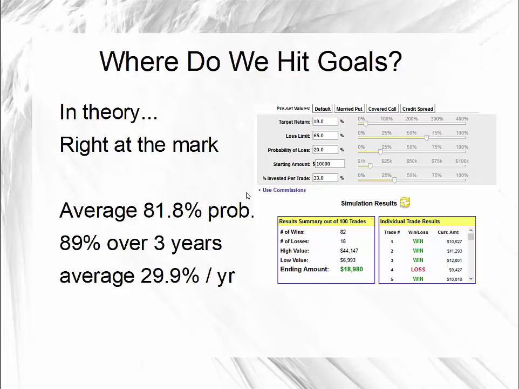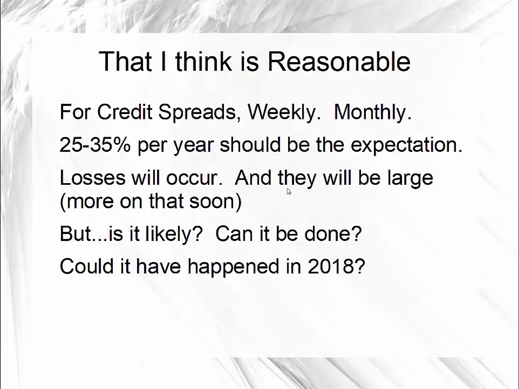So if we opened 36 trades per year, in just about 3 years, if we took in 89 to 90%, that's an average of about 29.9% per year, with the success rate of about 82%. Lower return, only 19% target instead of 36. Control of the losses, because we were further out of the money. There's still a wild swing there. We still see a swing almost up to $45,000 from $10,000 and down essentially below $7,000, a 30% loss from the $10,000 starting point. This is what I think is reasonable.